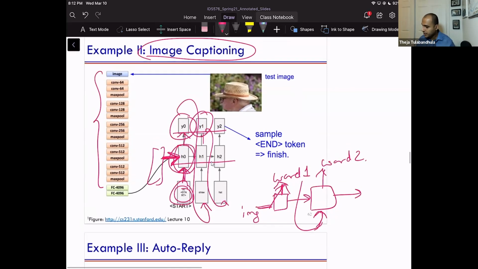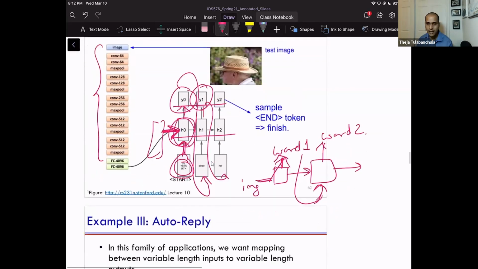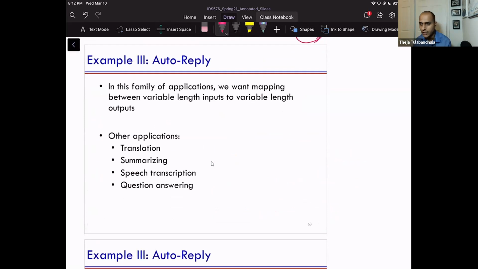Now I want to get to a third example, and this third example is going to be relevant to the assignment question, and that's why I hurried a little bit to get to example 3. This example is about variable length inputs and variable length outputs, and that's exactly what even machine translation is about, right? You have a sentence in one language, you have another sentence in another language. The number of words in the input sentence need not be the same as the number of words in the output sentence.